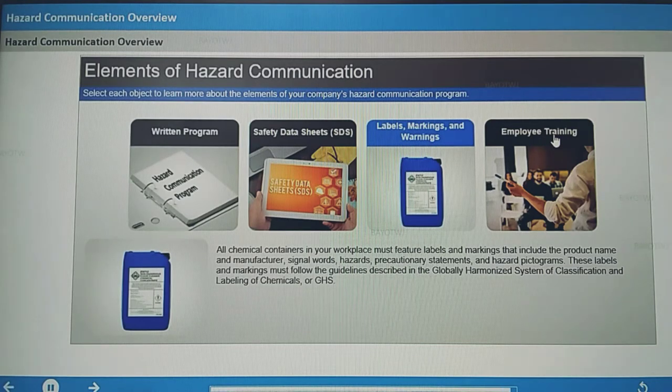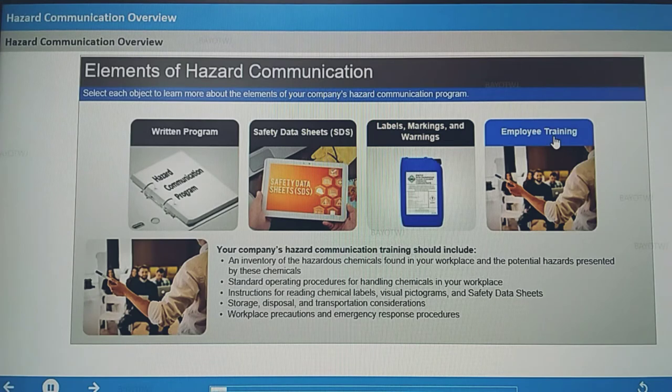or GHS. Your company's hazard communication training should include an inventory of the hazardous chemicals found in your workplace and the potential hazards presented by these chemicals, the standard operating procedures for handling chemicals in your workplace, instructions for reading chemical labels, visual pictograms, and safety data sheets, storage, disposal, and transportation considerations, and workplace precautions and emergency response procedures.